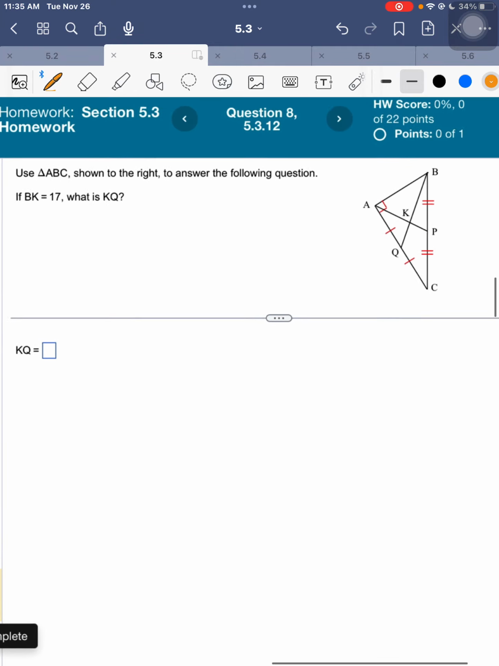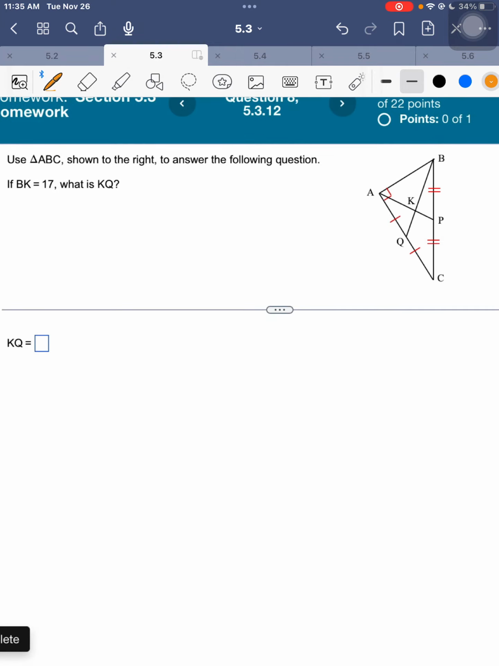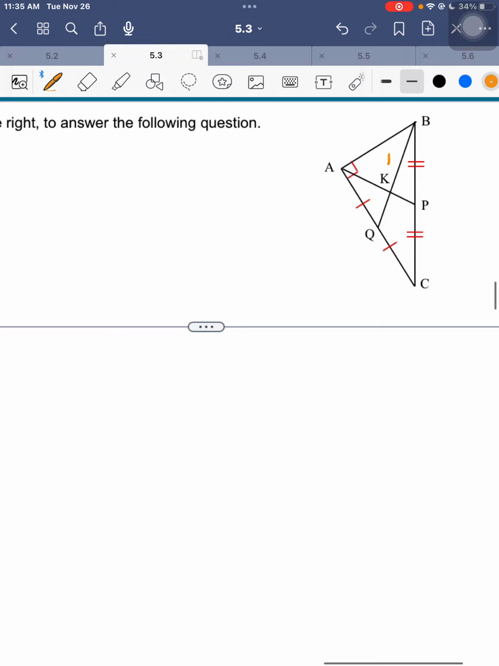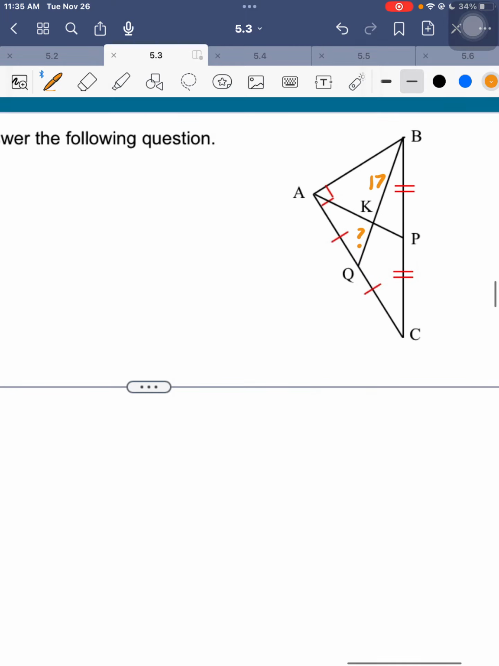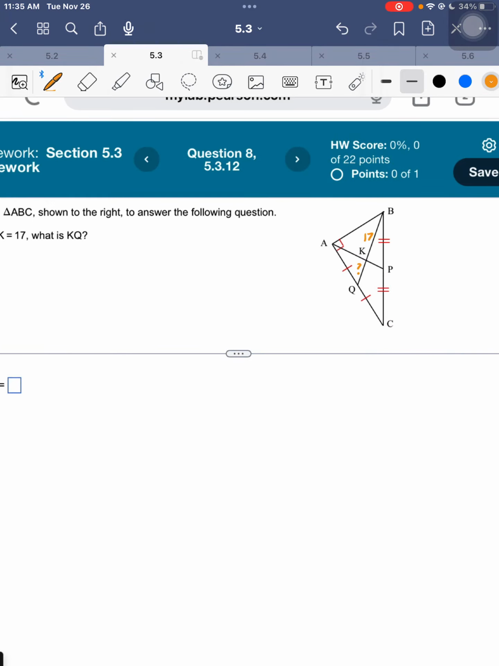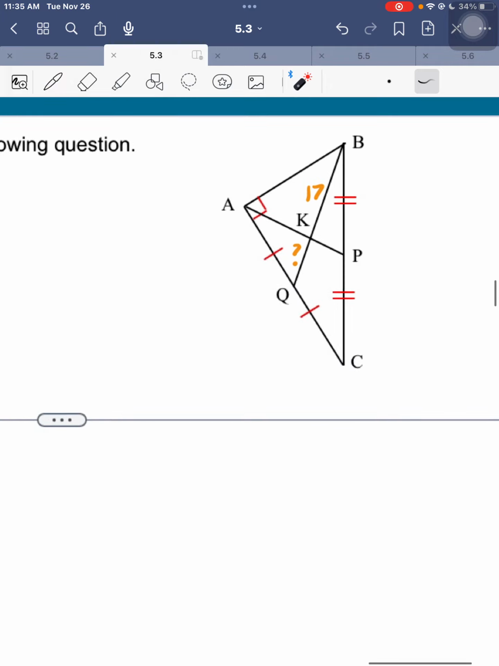Altitude. Okay, so use triangle ABC shown to the right to answer the following questions. If BK is 17, what is KQ? Okay, so they don't tell me if I have altitudes, if I have medians, if I have circumcenter. They don't really tell me anything. So I have to infer what they want me to look at.